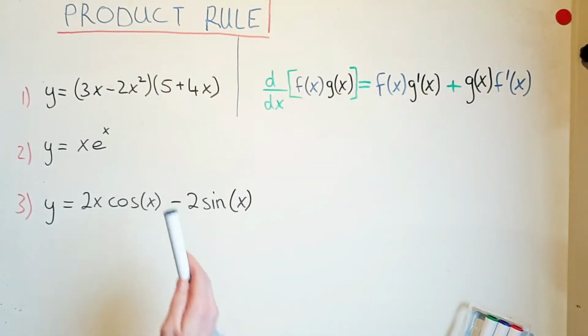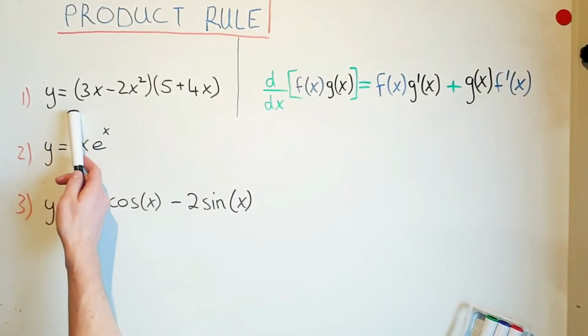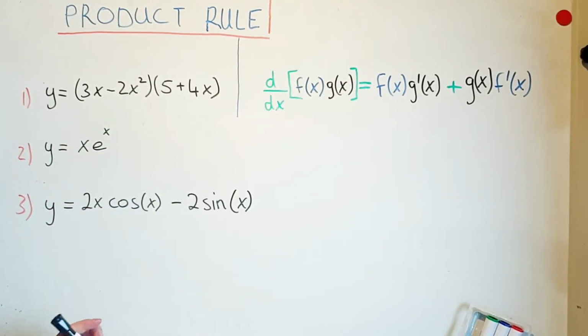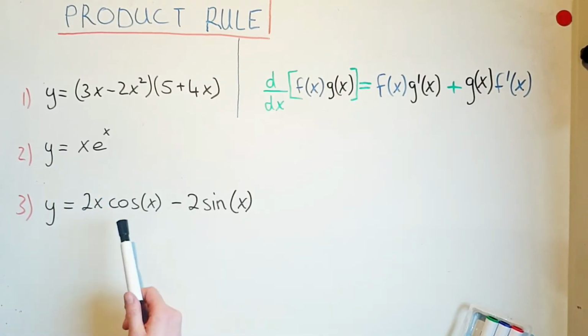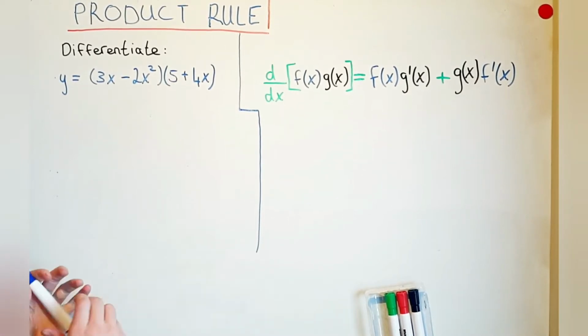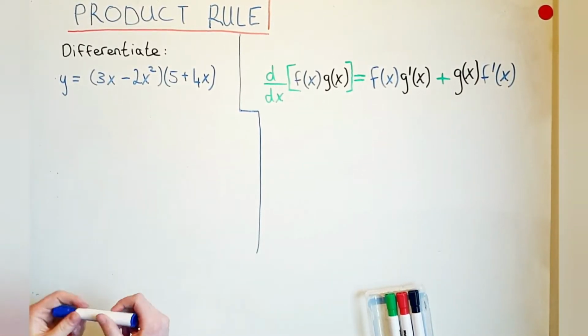Three examples I'm going to go through can be seen here. Function y is equal to 3x minus 2x squared by 5 plus 4x. The second will involve an exponential in product with an x, and the third will be using trigonometric functions, cosine and sine, and using the product rule to get the final differentiated result. This is a video tutorial that's going to go through how to use the product rule to differentiate a function.